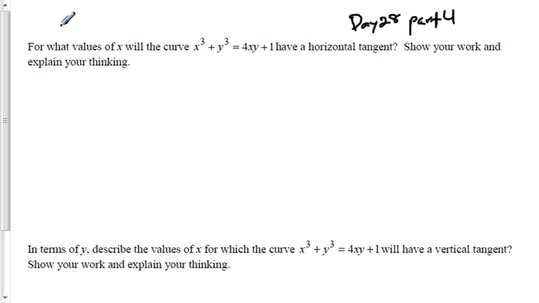Calculus, Unit 4, Day 28, Part 4 notes. The last page here. For what values of x will the curve x cubed plus y cubed equal 4xy plus 1 have a horizontal tangent? Show your work and explain your thinking.